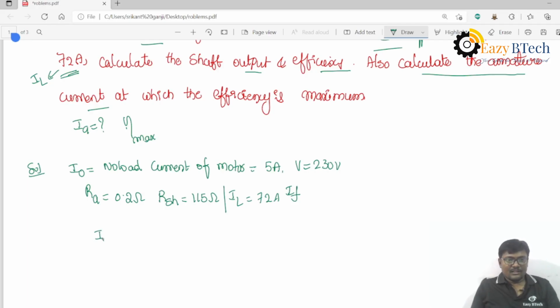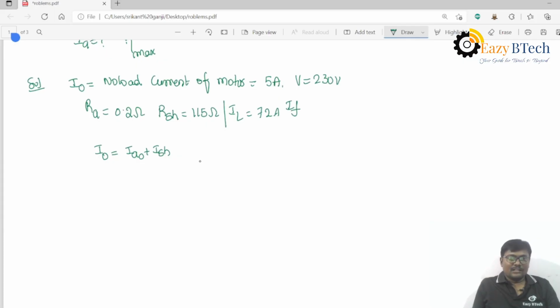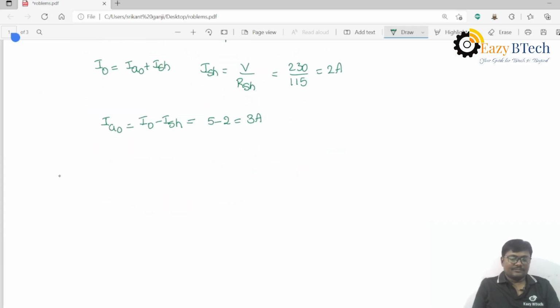So I naught is equal to IA naught plus ISH. How can we calculate the ISH value? ISH is equal to V divided by RSH for a DC shunt motor. 230 divided by 115, that should be equal to 2 amperes. What is IA naught? IA naught is equal to I naught minus ISH. The no load current is 5 and the shunt field current is 2. Then IA naught is 3 amperes.